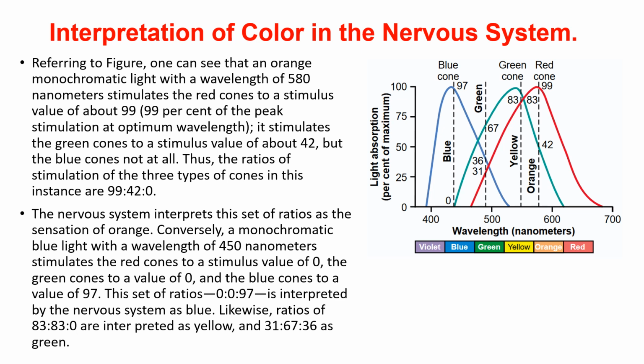Conversely, a monochromatic blue light with a wavelength of 450 nanometers stimulates the red cones to a stimulus value of 0, the green cones to a value of 0, and the blue cones to a value of 97. This set of ratios 0:0:97 is interpreted by the nervous system as blue. Likewise, ratios of 83:83:0 are interpreted as yellow, and 31:67:36 as green.